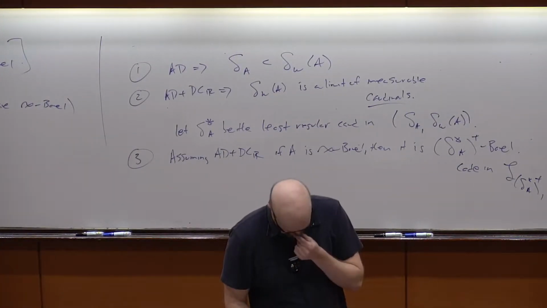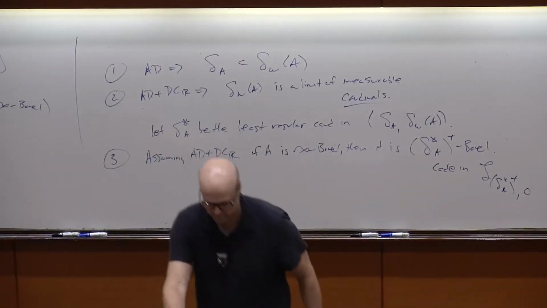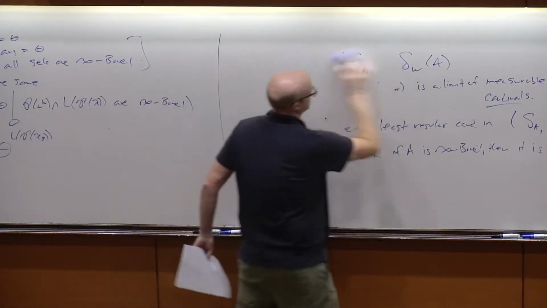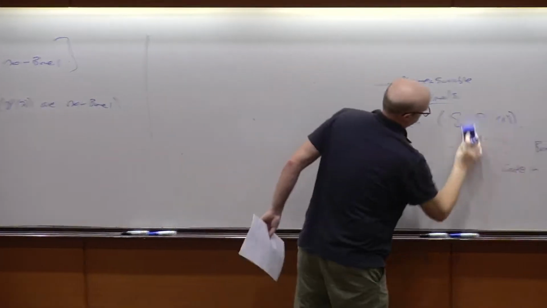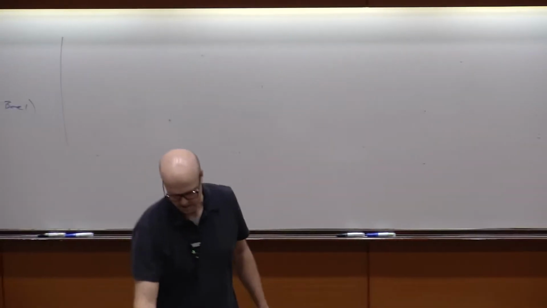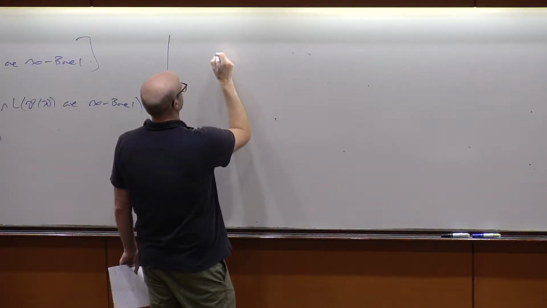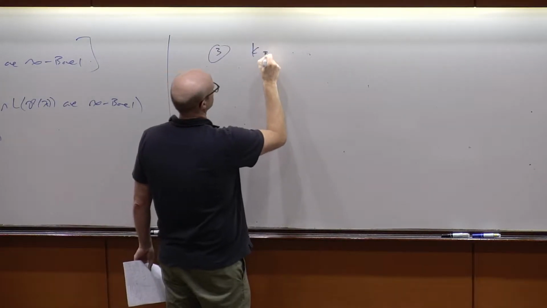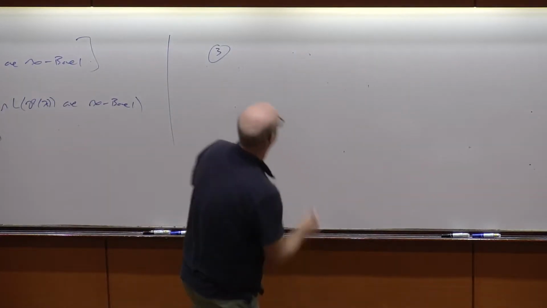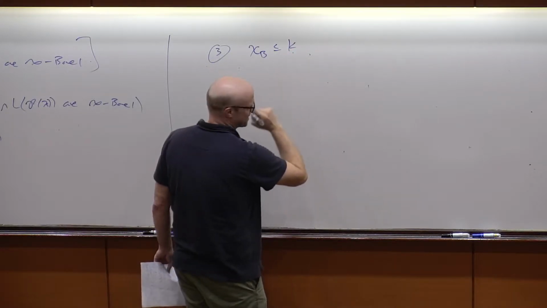Okay, but I am going to prove some relationships between them, because they make natural parts of the proof of 3 here. So chi_B is less than or equal to lambda_B. I don't know if I'm continuing this numbering or not. What I meant to say is chi_B is less than or equal to kappa_B.